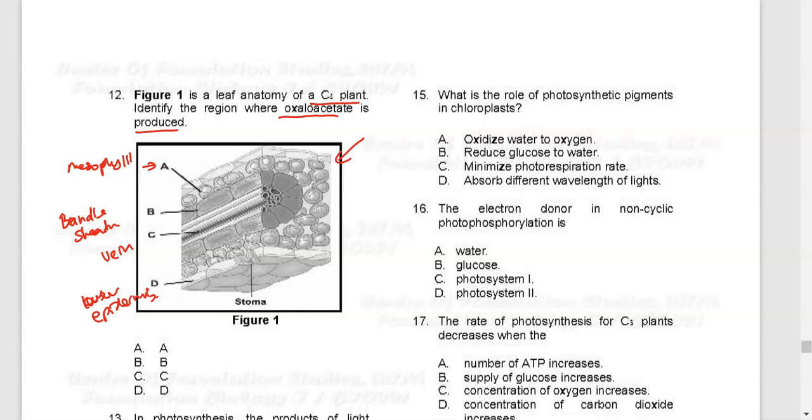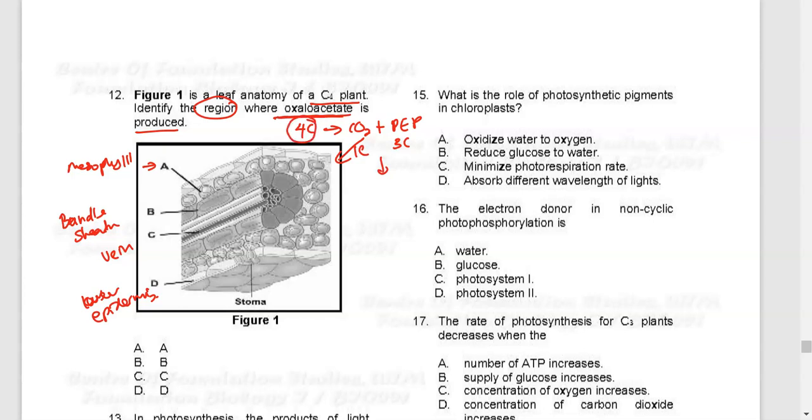Okay, so if you look at the question, it asks you to identify the region where oxaloacetate is produced. Oxaloacetate is a 4-carbon compound which is produced first from the fixation of carbon dioxide with the carbon dioxide receptor, which is PEP. PEP is a 3-carbon sugar. Carbon dioxide is a 1-carbon compound, so it produces a 4-carbon compound which is oxaloacetate.